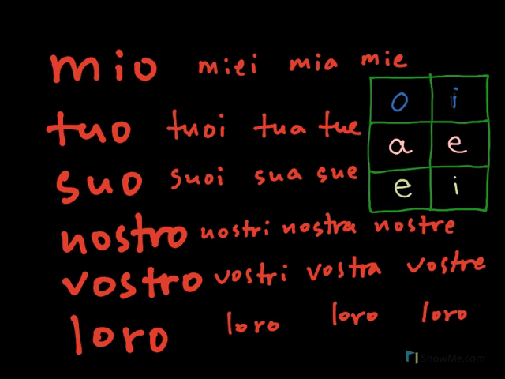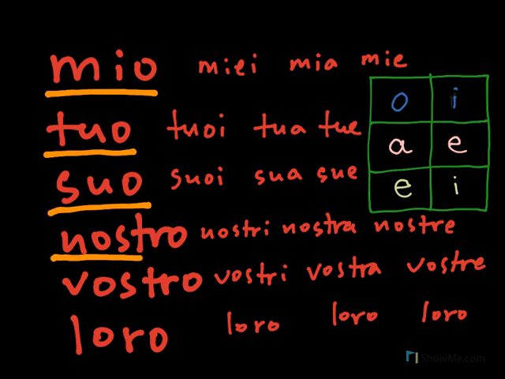Let's see. You have here the basic form, mio, which is my, tuo, your, suo, his, hers, or your formal, nostro, our, vostro, your plural, and loro, their. So you will remember that little table that will help you to always remember how to pluralize.